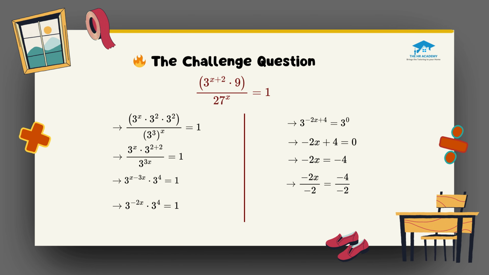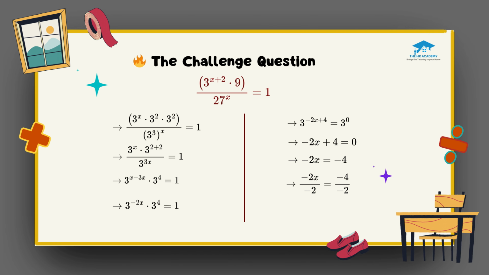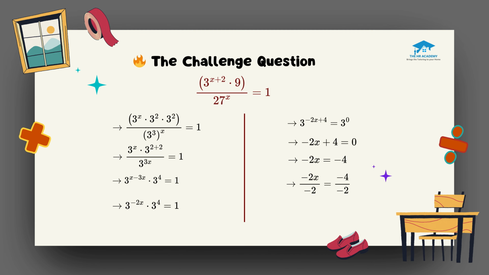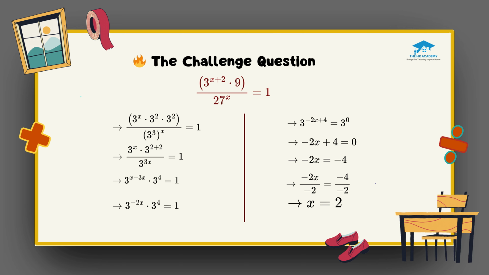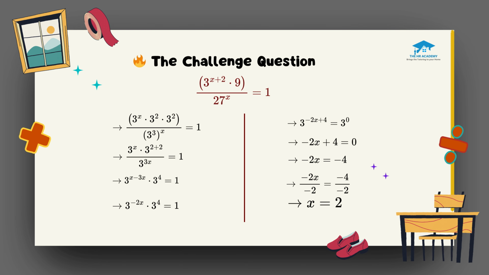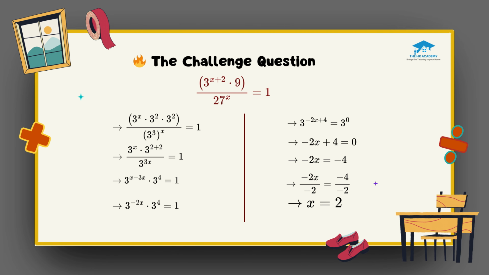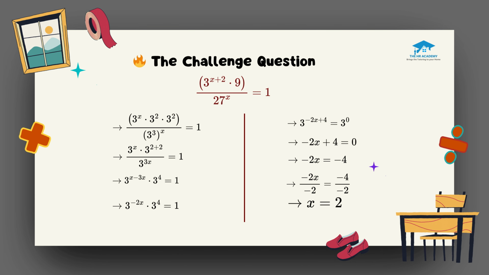We only want x. So we can subtract each side by 4, then divide each side by negative 2 to get x only. X is equal to 2. And that's it! We have our answer. You just solved a level 9000 exponent challenge. And no one cried, at least, not visibly.